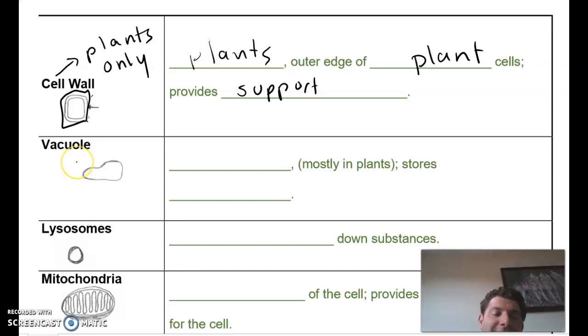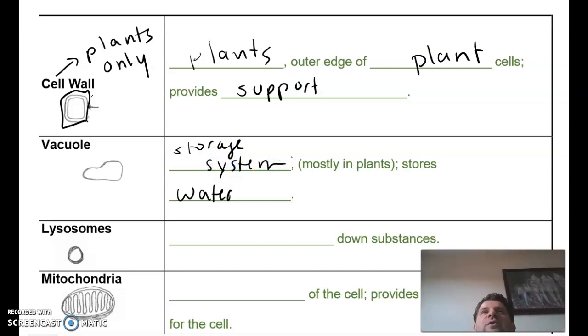Vacuole. We have them, but they're also mostly in plants. They store water. They're like a storage system. So if you need something, it's there for you. And they store water mostly because plants use a lot of water and they need a lot of water. And if there's a drought, they have to be ready for that. So they store water.